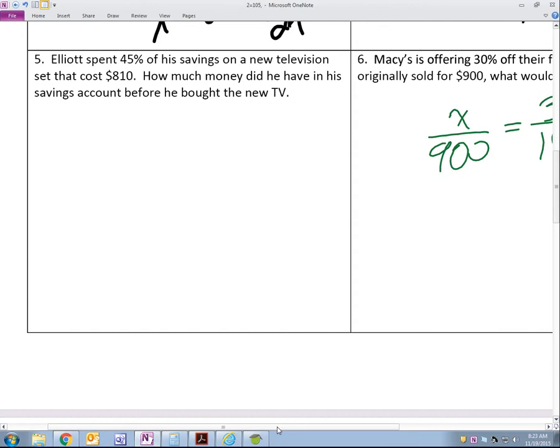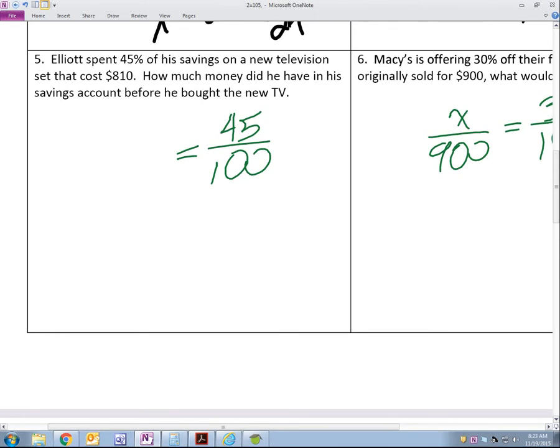Before he bought the new TV. So that's just adding another question. So we have 45. This is another two-part question. So we have a new television set that costs $810. How much money did he have in his savings account before he bought the new TV?